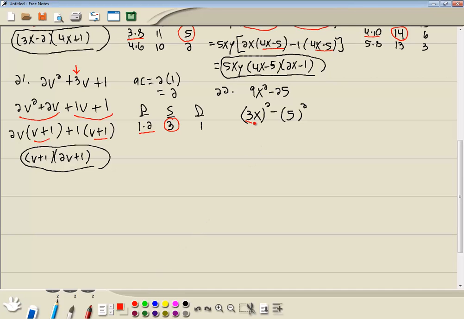Now, what's inside our first set of parentheses I'll label as F for first, and what's in our last set of parentheses I'll label as L for last. And this is just a formula: F plus L times F minus L. So everywhere I have an F in my formula, I'll plug in 3x, and everywhere I have an L, I'll plug in 5. So we got 3x plus 5 times 3x minus 5. And that's our answer.